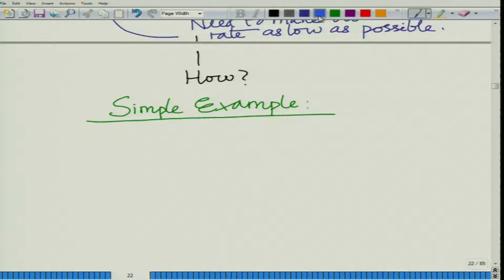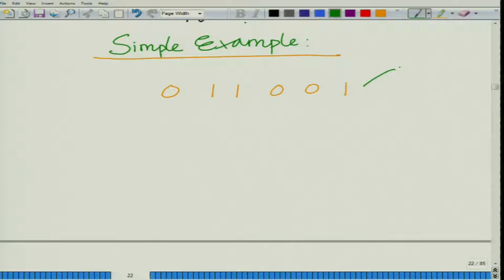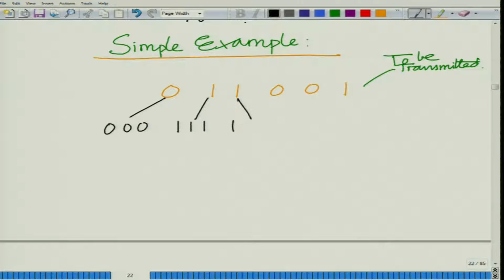which might almost be something rather inefficient, as you are going to see shortly, but for the sake of understanding, let us go back again to our sequence of bits to be transmitted, 0 1 1 0 0 1. What I am going to do now is repeat each bit. Instead of transmitting 0, I am going to repetitively transmit each bit 3 times.